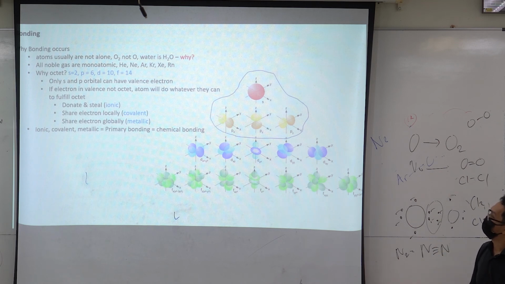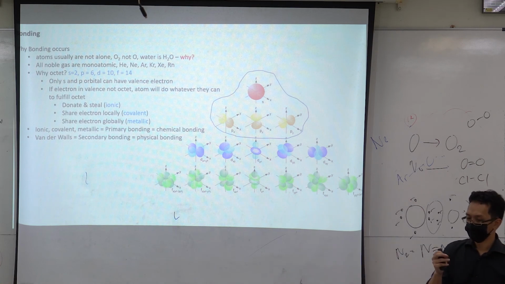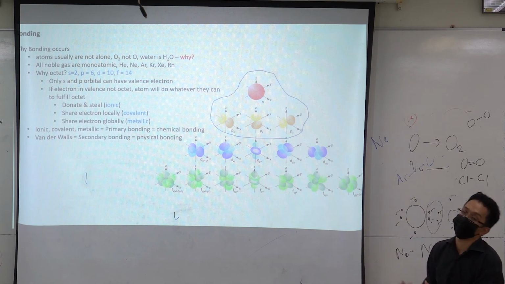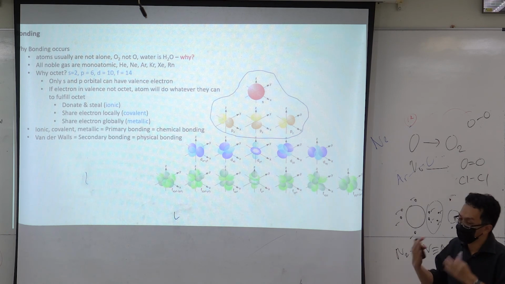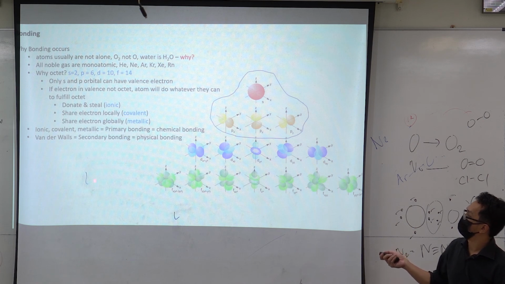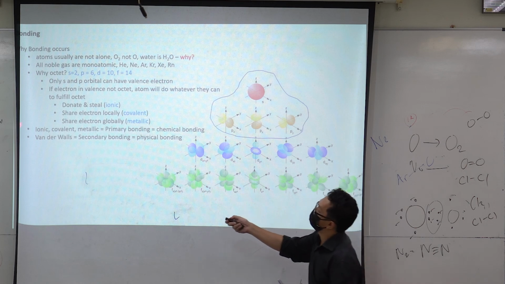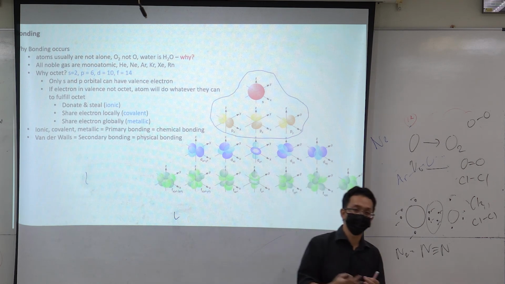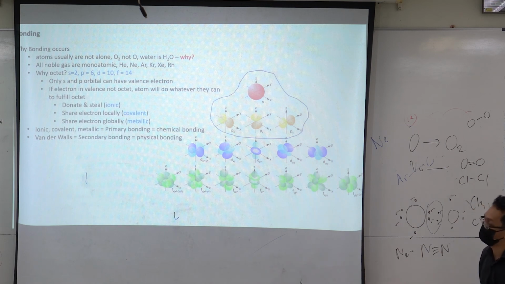And then you have van der Waals. Van der Waals is a secondary bonding. It's a physical bonding, meaning that the electron is not moving out. It's still inside the atom. It's not moving. It's just there, but even though the electron is not moving, the existence of van der Waals can have influence on the compound or whatever substance that you have. We will talk about van der Waals in the next class.